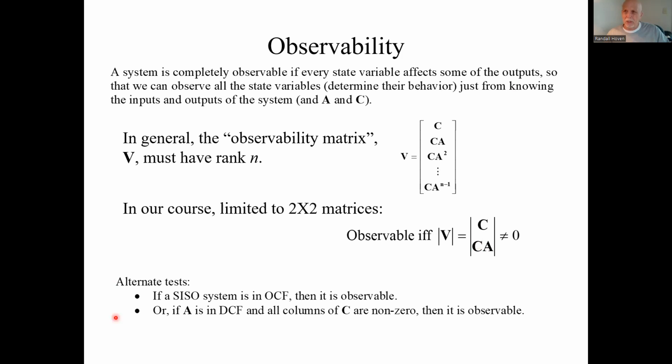Alternate test: if you can put it in observer canonical format, then it is observable. Or if A is in diagonal canonical form, and all columns of C are not 0, then it is observable.